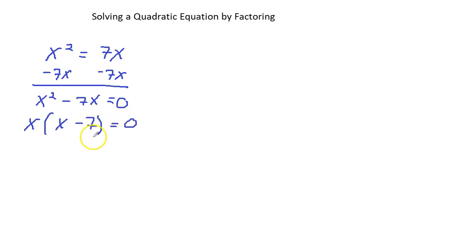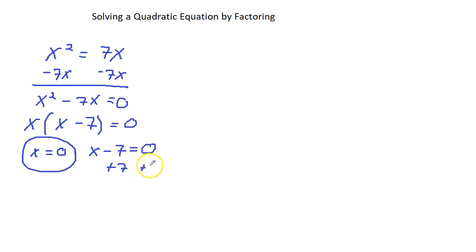equals 0. Now I'm going to apply the zero product property. What does that mean? You take each of the products and set them equal to 0, and then you can solve for the variable. So x equals 0 and x minus 7 equals 0. Well, this one's already solved, so that's cool. Here is one answer right there. And then here I have to add 7 to each side to solve for x. And I have x equals 7. So my two answers are 0 and 7.